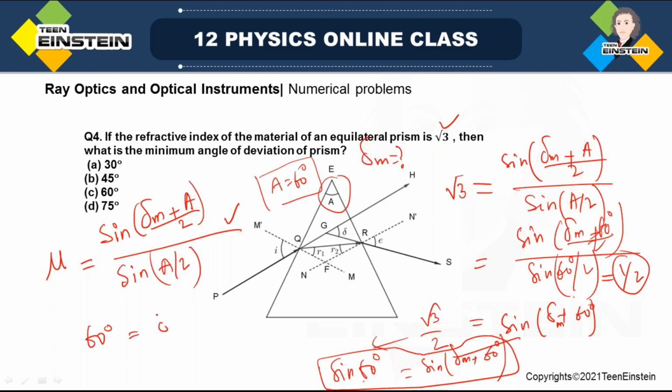So now if we compare both sides of this equation, we can write that 60 degree is equal to... I think I have made a small mistake somewhere: A plus delta by 2. Oh, there was a 2 over here, yes. So delta m plus 60 degree divided by 2 is equal to this. So delta m will actually be 60 degree. This is how you can find the minimum angle of deviation for the given prism. If you know the refractive index and the angle of prism, then you can find the minimum angle of deviation. Are you understanding this?